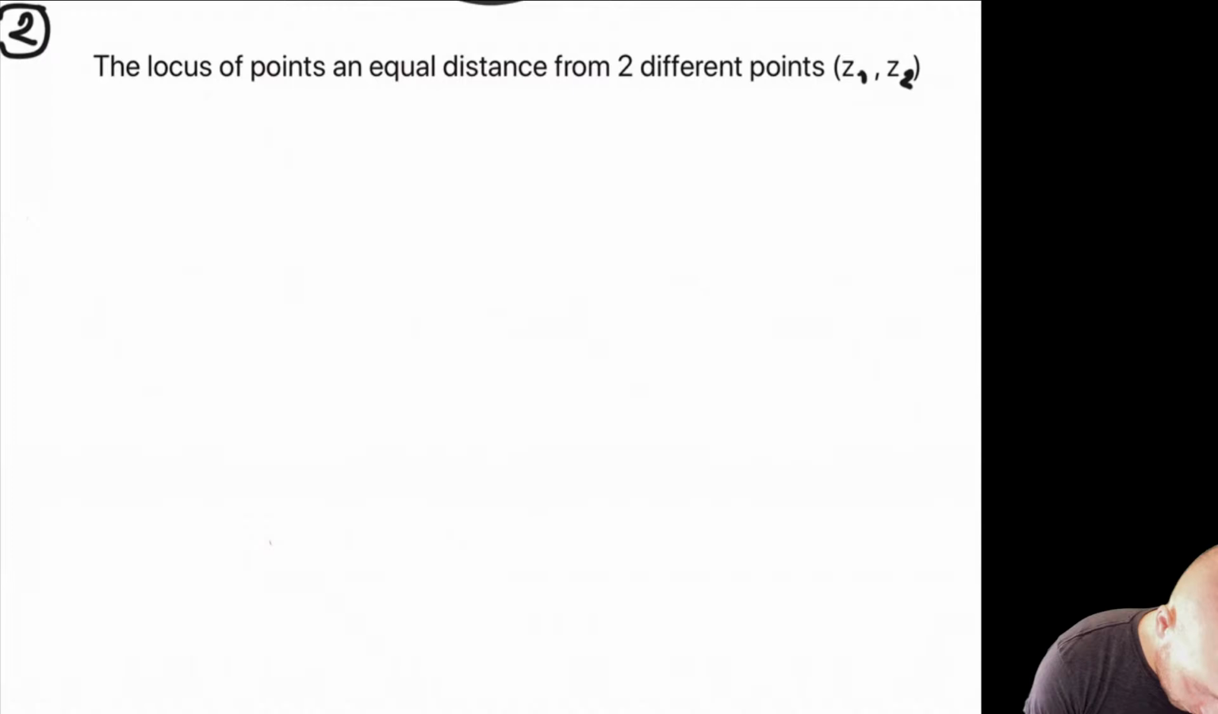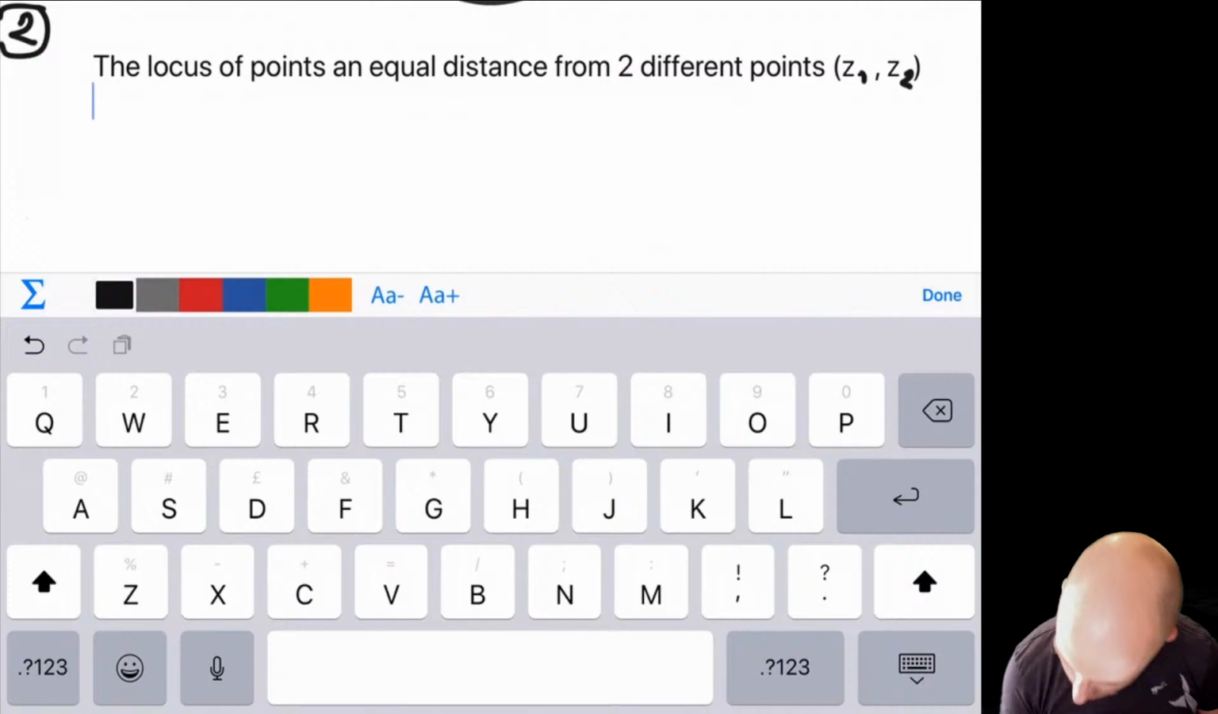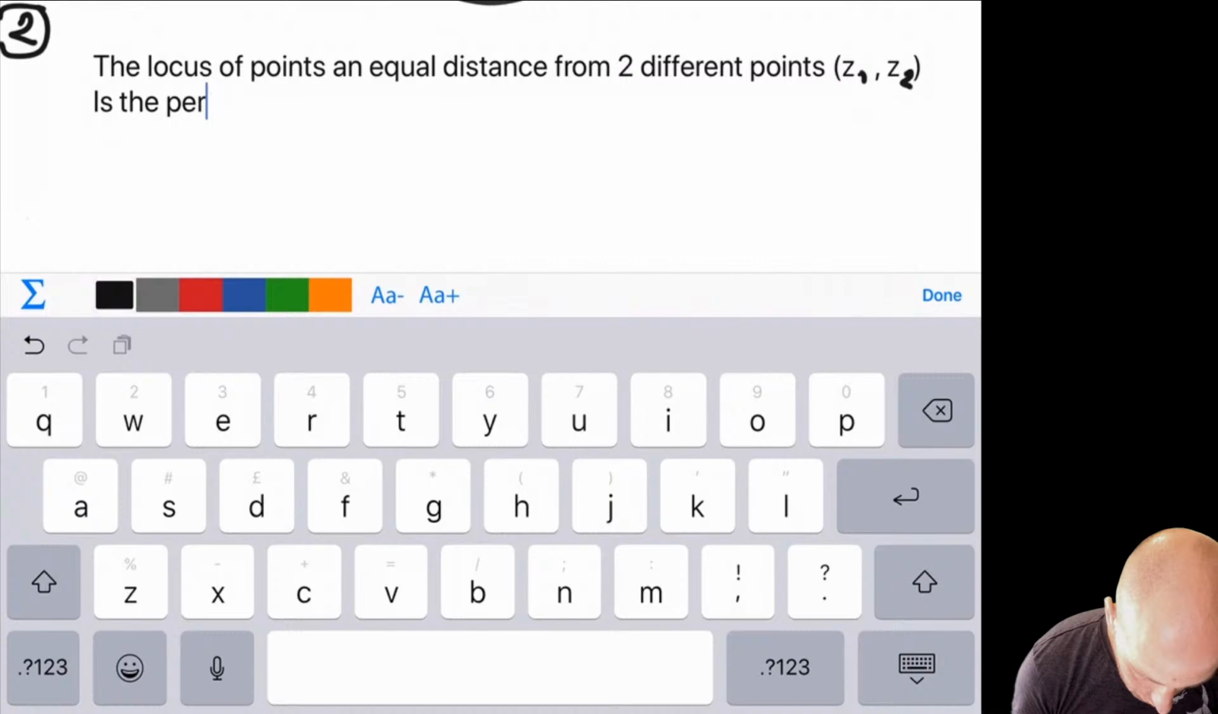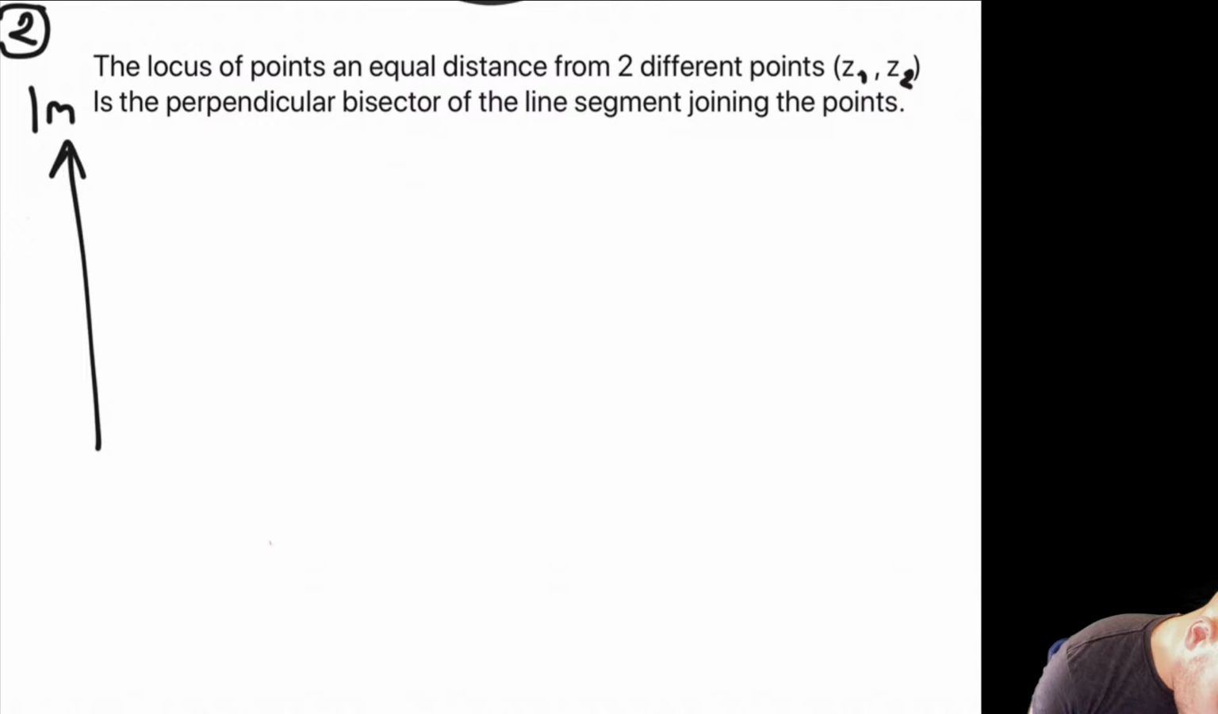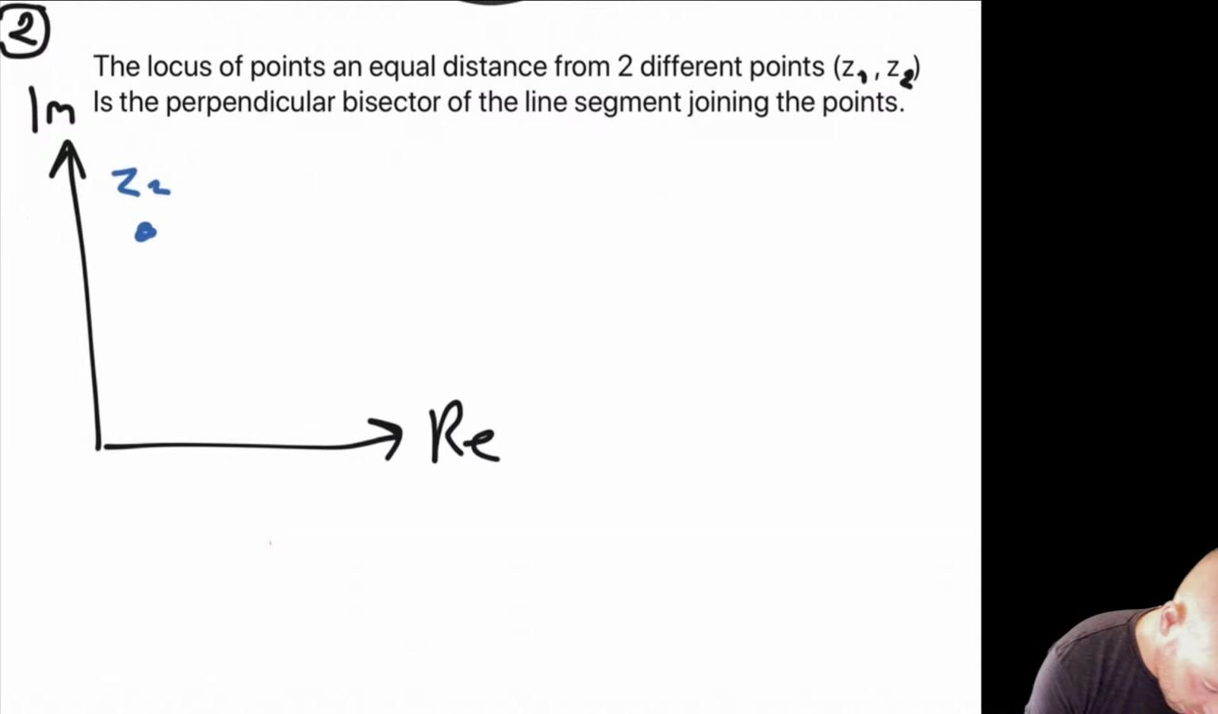So the locus of points an equal distance from two different points, z1 and z2, is the perpendicular bisector of the line segment joining the points. So let's draw another Argand diagram. We'll have z2, z1, so we've got two different complex points.